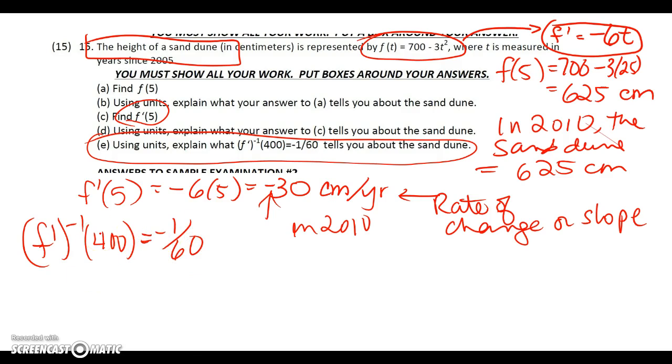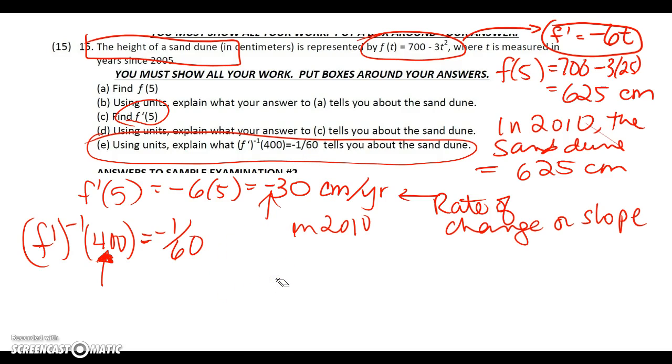He's saying that, right, so this is now what was y originally, which is the height. So when the height of the sand dune is 400, this thing will be eroding at 1 centimeter per 60 years, right? We had centimeters per year. Ooh, this is still centimeters per 60 years, isn't it? 1 centimeter per 60 years.